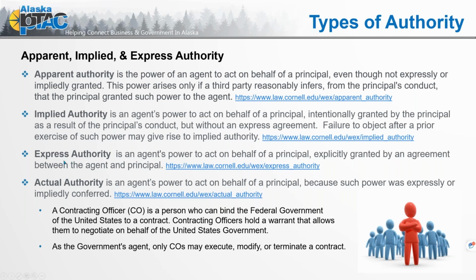Let me finish going here and then I'll come back. Actual authority is the agent's power to act on behalf of a principal because such power was expressly or impliedly conferred. So an example on this actual authority: a contracting officer is a person who can bind the federal government, the United States. Contracting officers hold warrants that allow them to negotiate on behalf of the United States government. So this is actual authority. As the government's agent, only contracting officers may execute, modify, or terminate a contract.